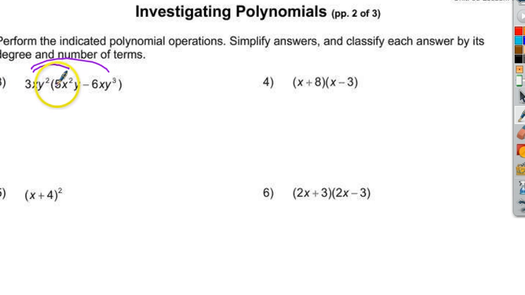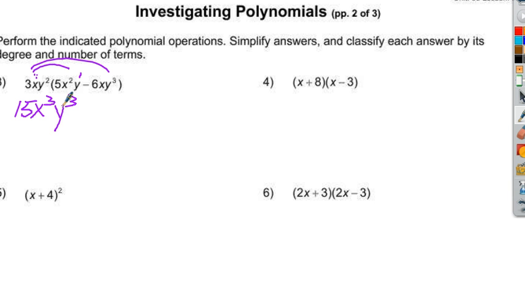Do your numbers. 3 times 5 is 15. X times x squared. When you multiply variables, remember that you add the exponents. So 1 plus 2 is 3. Y squared times y, remember there's a 1 there. So y squared times y1 would be y cubed.